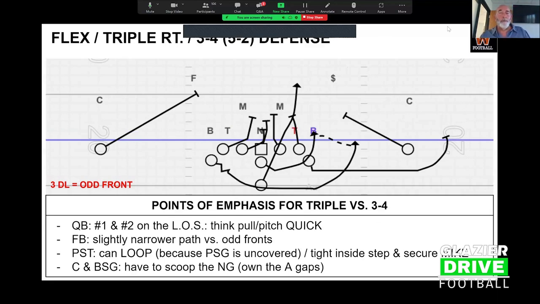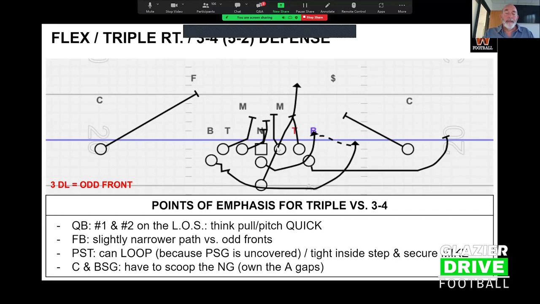Here's a 5-2 or 3-4 with two high safeties. So we got to get the safety count. Here's 1, here's 2. We have no problem pulling and pitching off 2 guys that are on the line of scrimmage. I think it's important if you're going to run this offense and run true triple that you have the confidence in your kids to do that. I know there's some coaches that don't want to do that, and that's fine. They want to go read, block, pitch, and that's just not who we are.